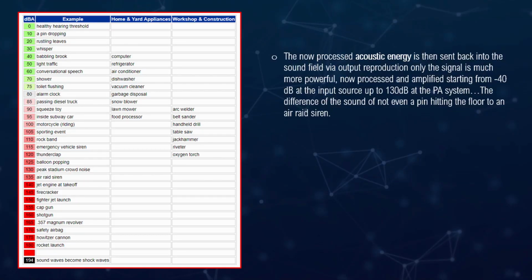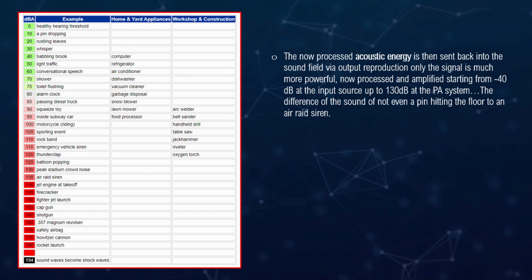So here's a dBA reference chart that shows basically what dBA levels and what certain events are happening at those levels. If we look at 10 dB, we can look at a pin dropping. 0 dB is basically what a newborn baby hears. It's like perfect human hearing.